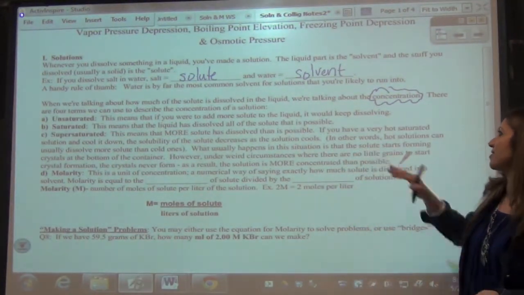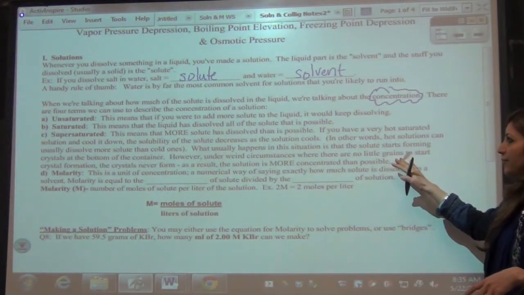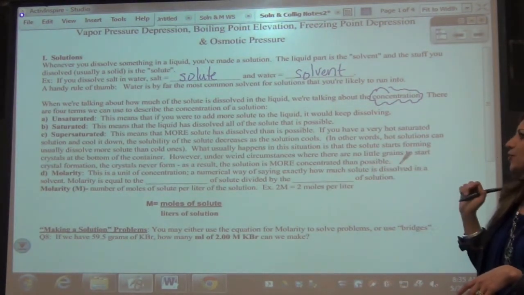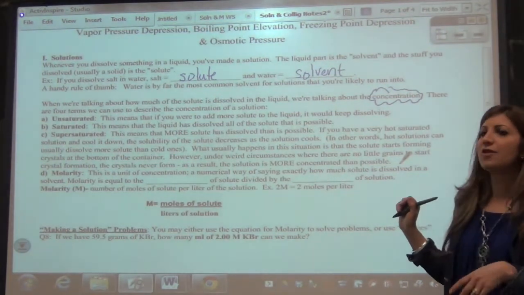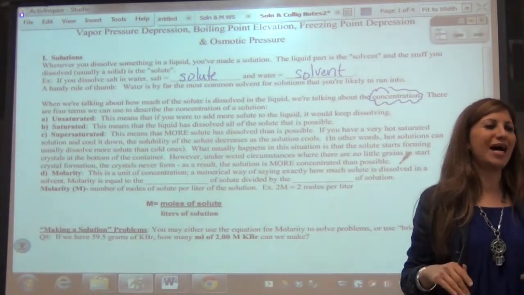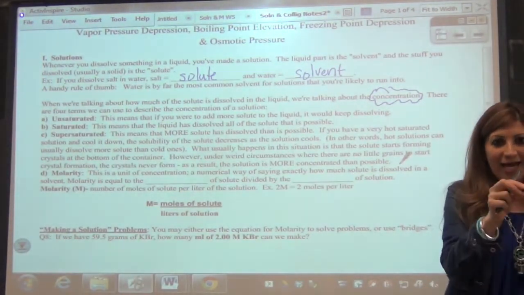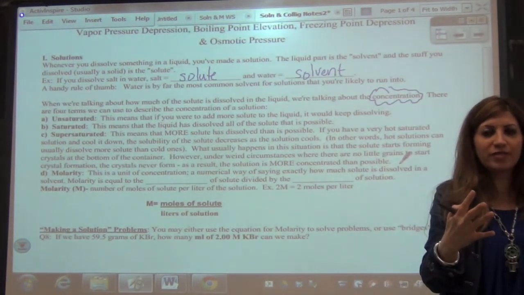What usually happens is the solute starts forming crystals at the bottom of the container. However, under weird circumstances where there are no little grains to start crystal formation, the crystals will never form. And then, as a result, your solution's more concentrated. So you can then add a crystal and the entire thing will crystallize.